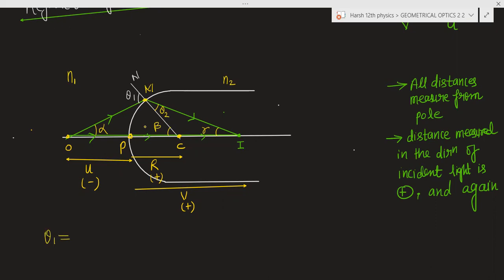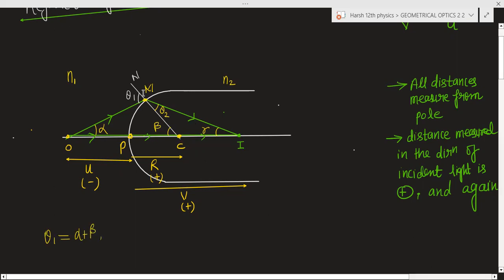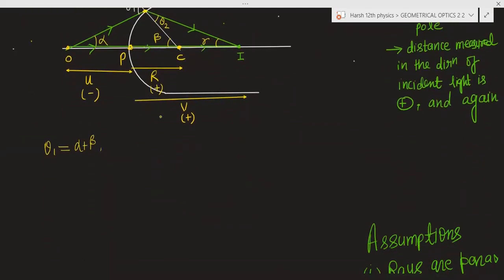θ1 is equal to alpha plus beta. Now see in triangle CMI, beta is the exterior angle, and θ2 and gamma are the opposite interior angles. So you can write gamma plus θ2 is equal to beta. Now from here calculate θ2, that is beta minus gamma. So now you have θ1 and θ2 in terms of alpha, beta and gamma.